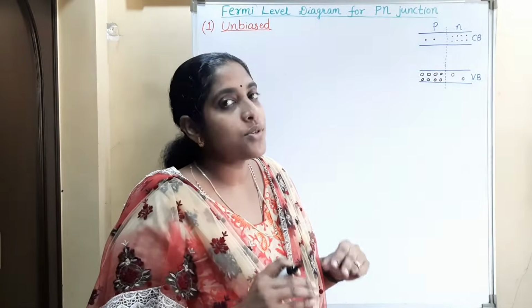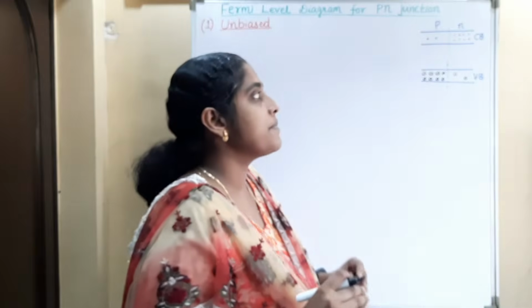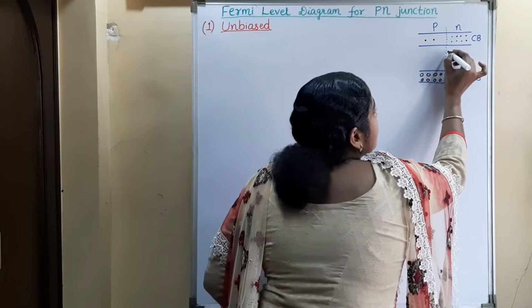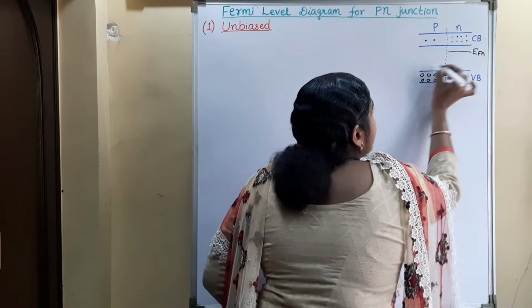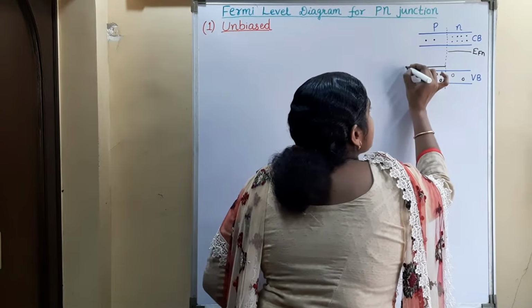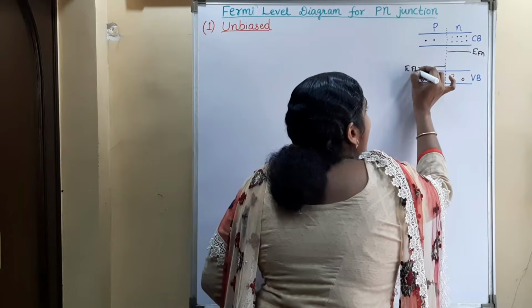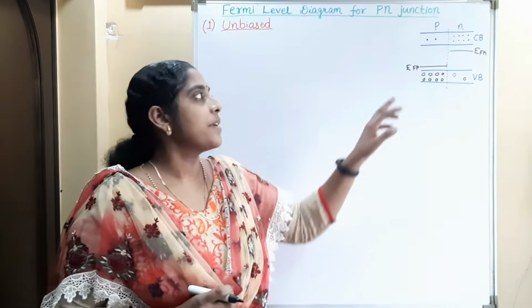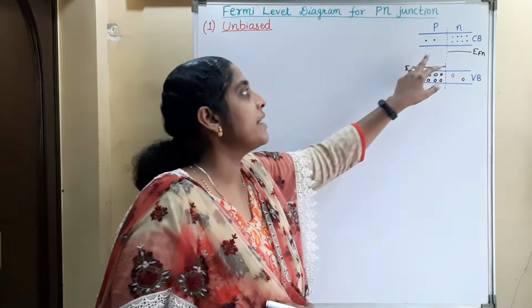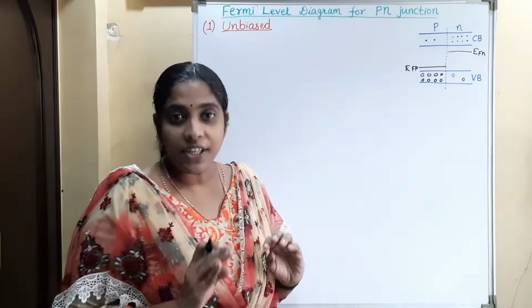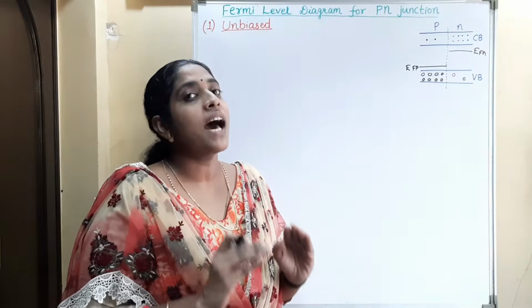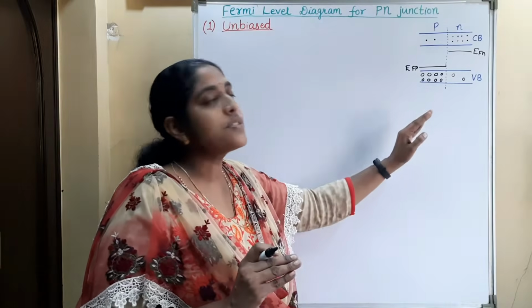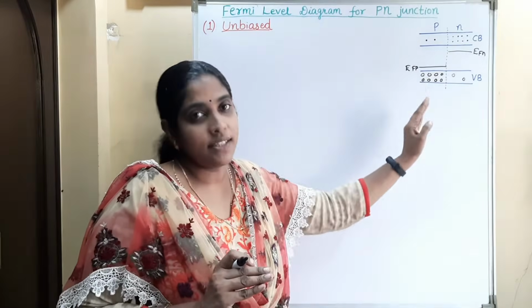Then where will be the position of the Fermi level in P-type and N-type semiconductor? In N-type, the Fermi level position will be close to the conduction band, and in P-type, the Fermi level position will be close to the valence band. Initially, the Fermi level position in P side and N side region are at different positions. So when the PN junction is formed, the charge carriers will diffuse from one region to the other region.